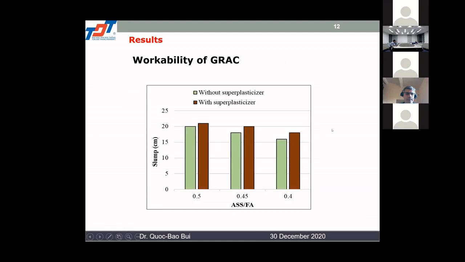The result, first on the workability of GRAC: you can see the influence of the ratio of alkaline-activated solution on fly ash from 0.4 to 0.5. In the case with and without superplasticizer, we can see that with the superplasticizer, the slump increases slightly. We also see that when the alkaline-activated solution increases, the slump value increases also.